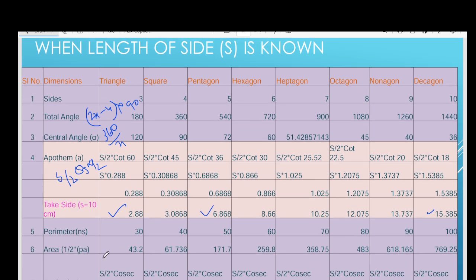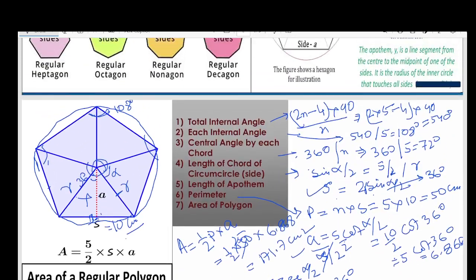Area, half perimeter, very easy. N into s: 30, 40, 50. Okay, like this. Area is half perimeter into apothem. So for pentagon we have seen. So like this you can make the Excel sheet yourself also with this formula.